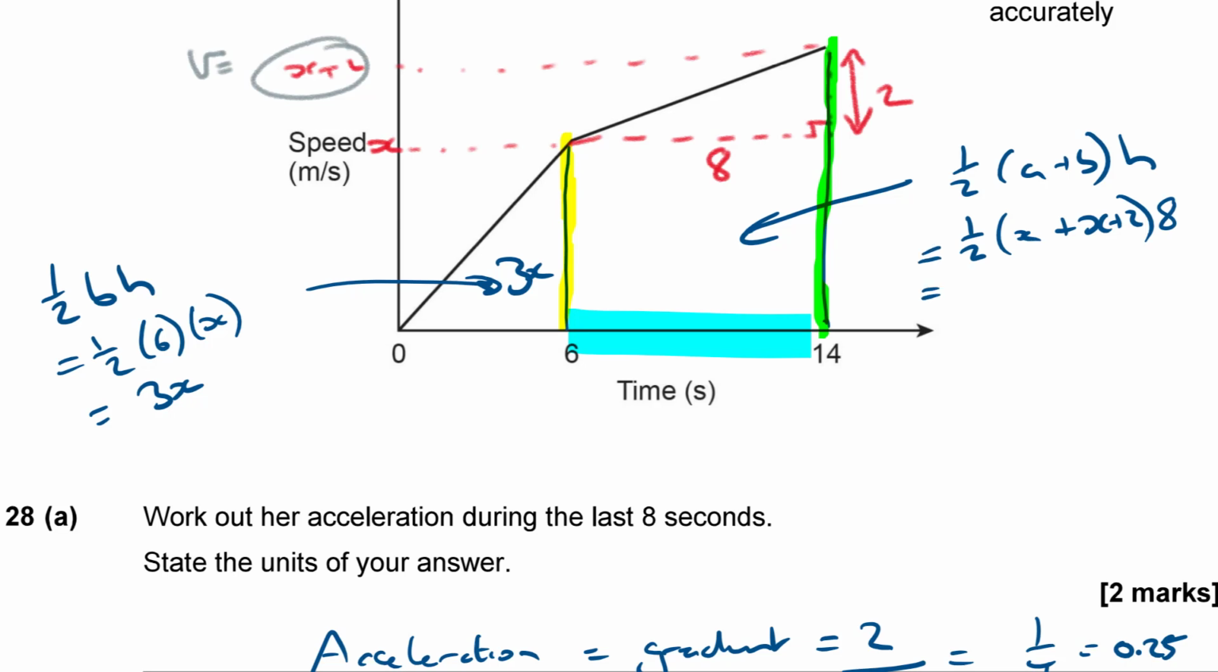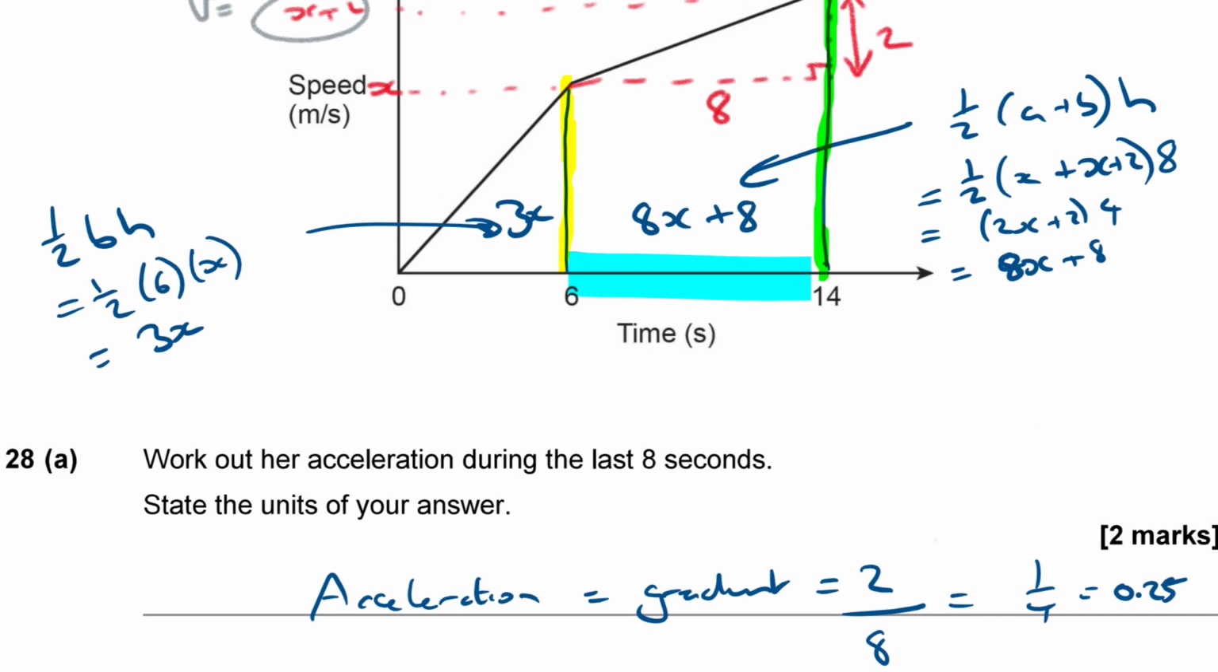So what's the area of that then? Half of 8 is 4, times (x plus x plus 2), which is 2x plus 2, times 4. Just multiplying everything in the bracket by 4, I'm going to get 8x plus 8, isn't it? So that area is 8x plus 8. So the combined area is 3x plus 8x plus 8.